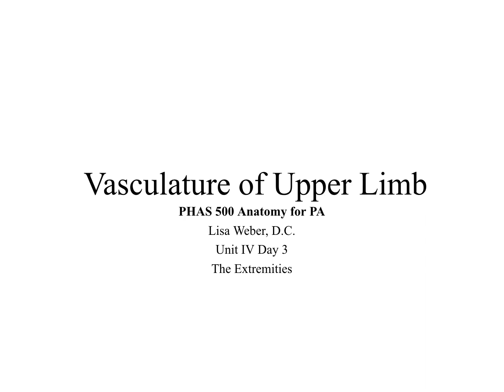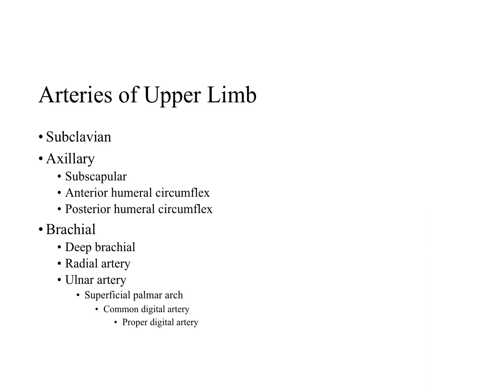This video is on the vasculature of the upper limb. The arterial supply of the upper limb begins with the axillary artery. The axillary artery is the second part of a single continuous artery that changes its names 3 times.